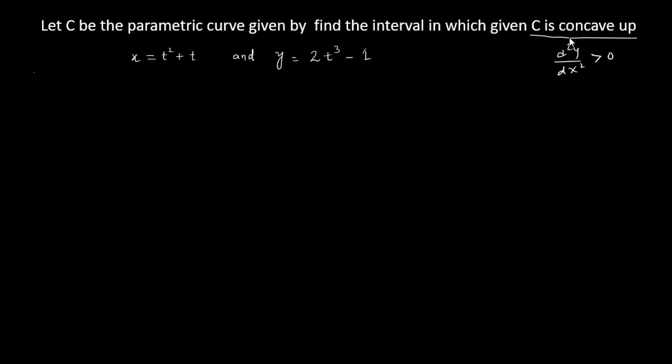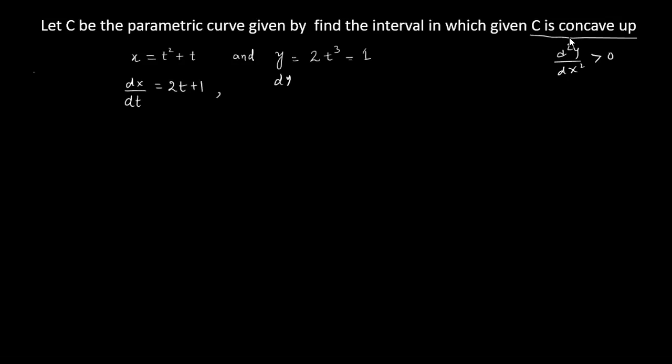So let us find d²y over dx², and for that we first need to find dy over dx. In order to find dy over dx, first differentiate x with respect to t. We get dx over dt is 2t plus 1. Next, let us find dy over dt.